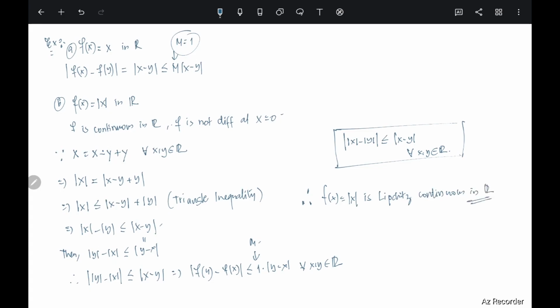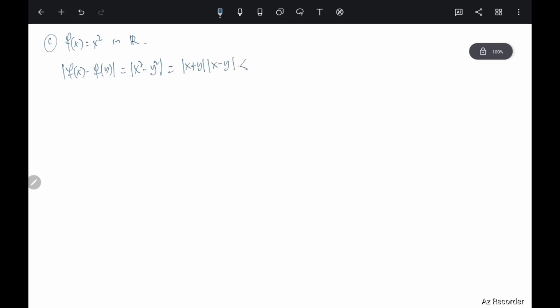Please, whenever you do Lipschitz continuity, make sure that you know where it is Lipschitz continuous, right? So for example, let's just take this example. Let's say f(x) = x². Let's just see if it is Lipschitz continuous in R or not. So you have |f(x) - f(y)|, and you can see that this equals |x² - y²|, so that will give you |x + y| times |x - y|. Now, if you are assuming it is Lipschitz continuous, this is always less than or equal to M times |x - y|, right?